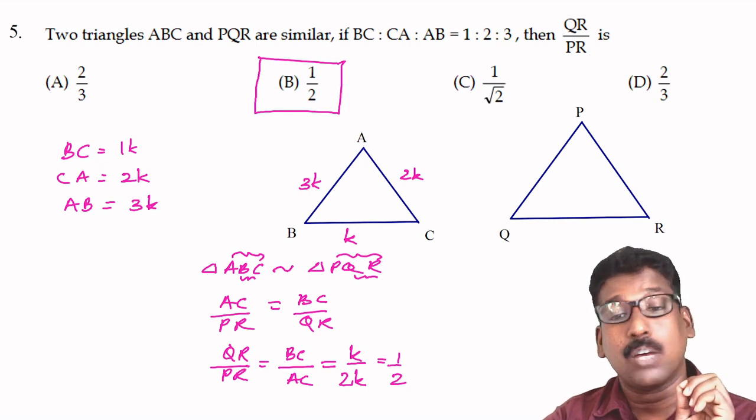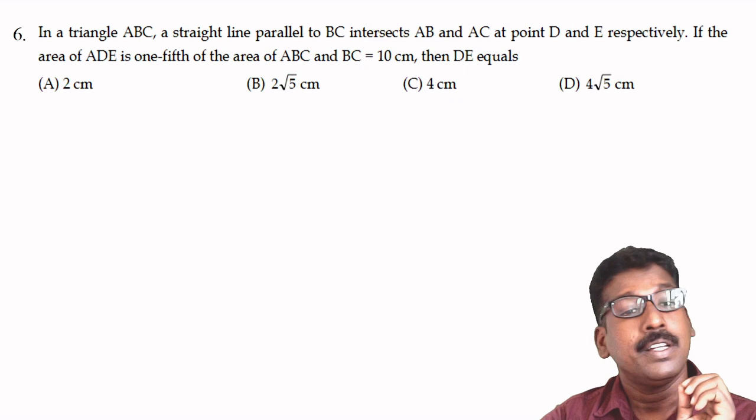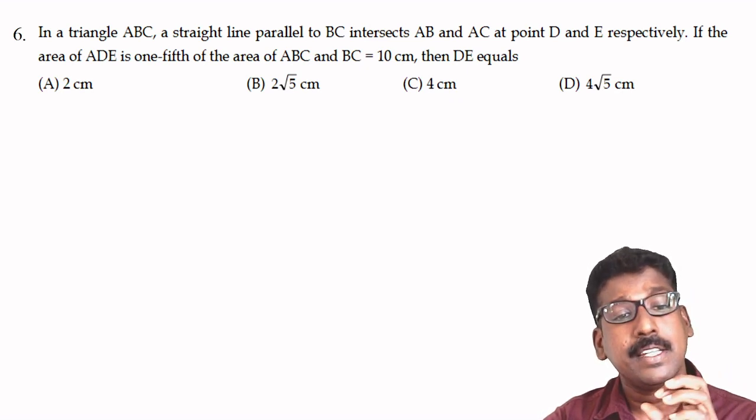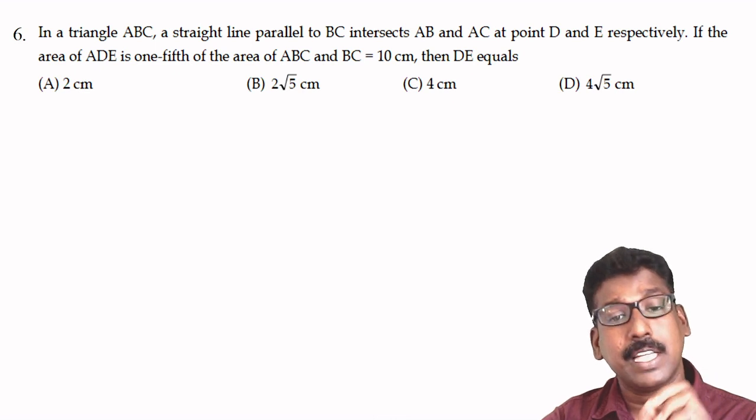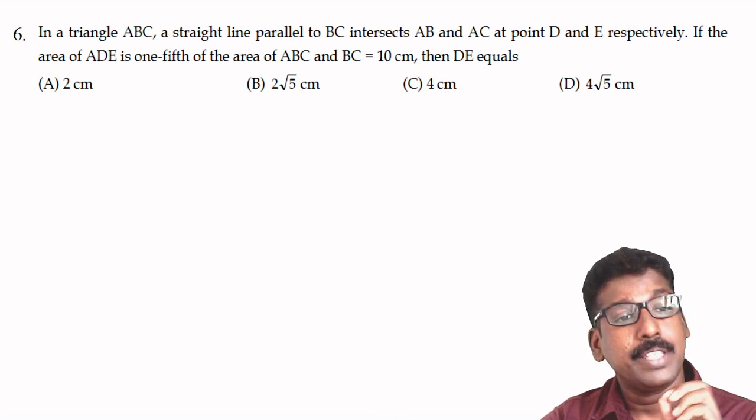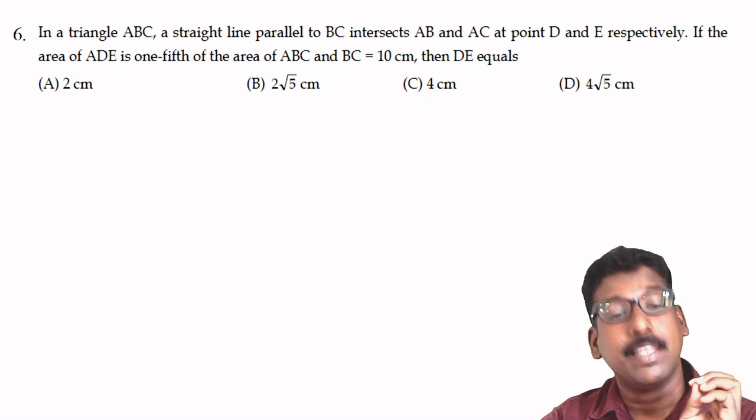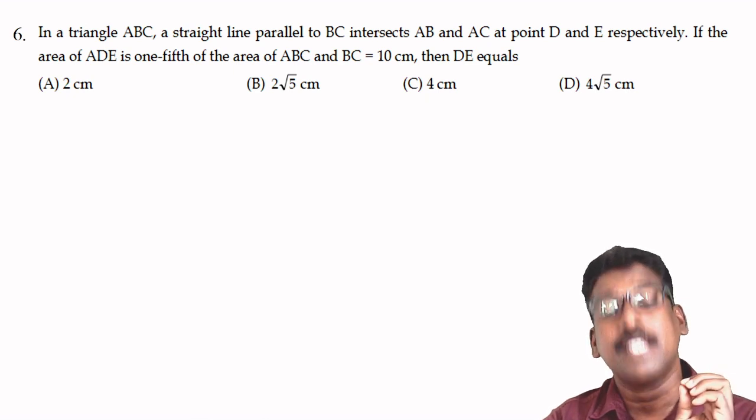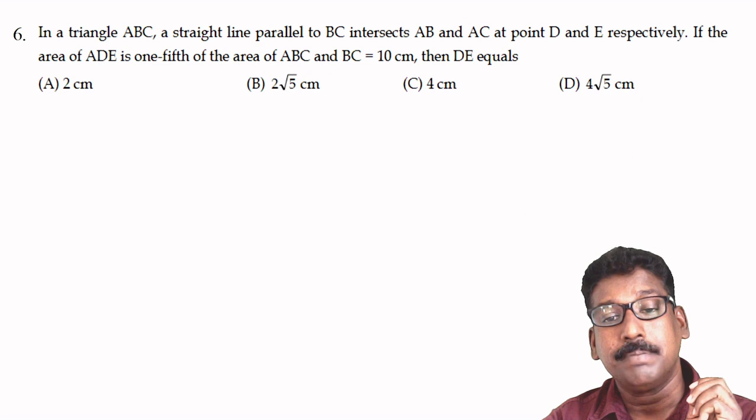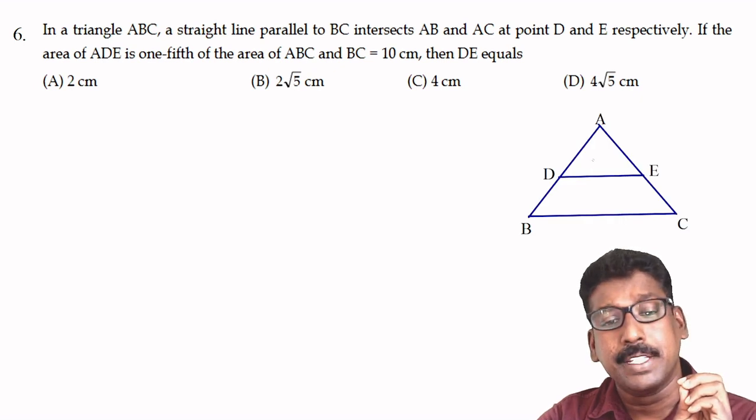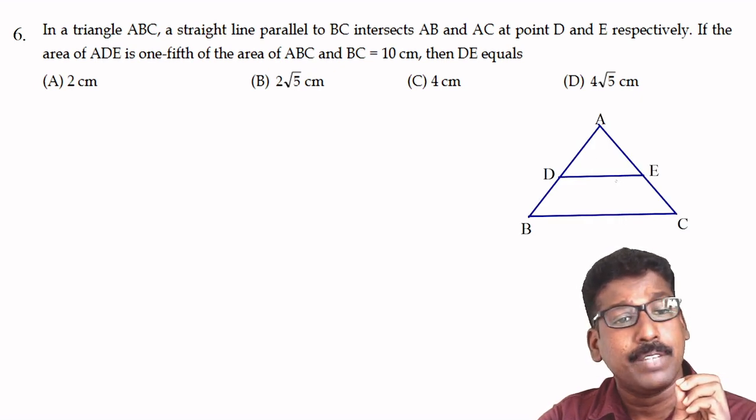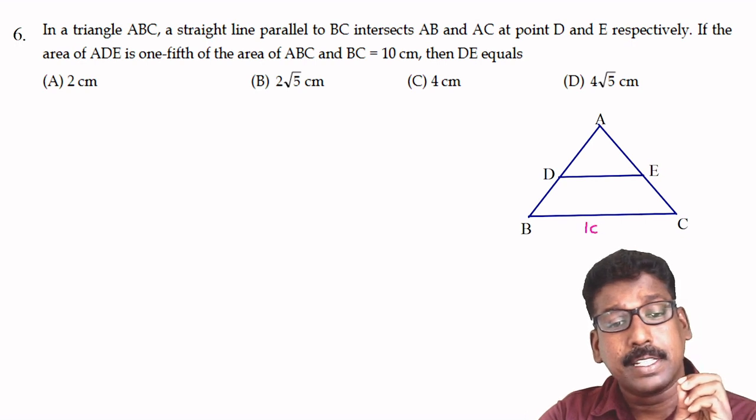Now let us look at question number 6. In a triangle ABC, a straight line parallel to BC intersects AB and AC at D and E respectively. If the area of ADE is 1/5 of the area of triangle ABC and BC is given as 10, then what is DE equal to? Let us look at the figure. The straight line intersects AB and AC at D and E respectively. Here BC is 10 centimeter.